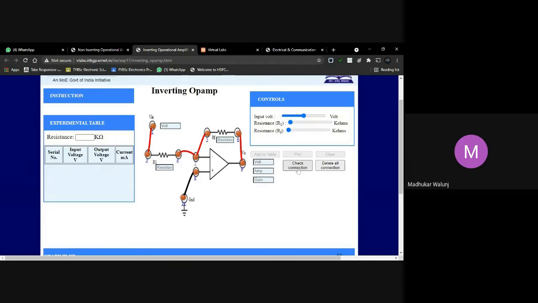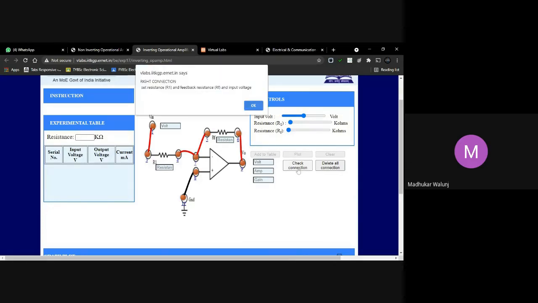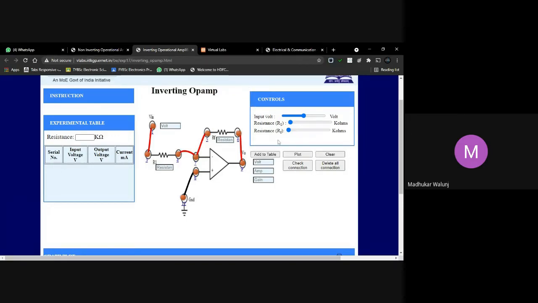So we have to check the connection. Checking the connection, it says that it is a right connection. It suggests that we set the values of resistance R1, resistance RF, and input voltage. So I am saying okay here. Now in our practical sheet, the gain is 10. The input voltage here varies from minus 15 to plus 15. This is the input voltage, not a power supply. The power supply is already available inside it, hidden.